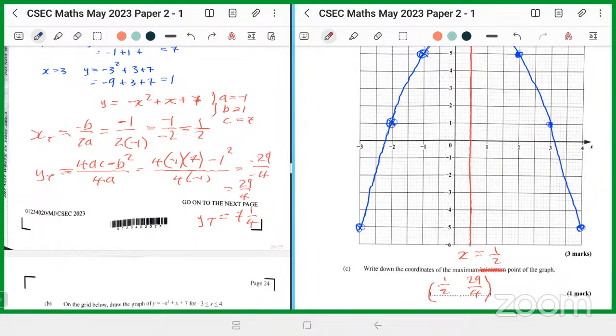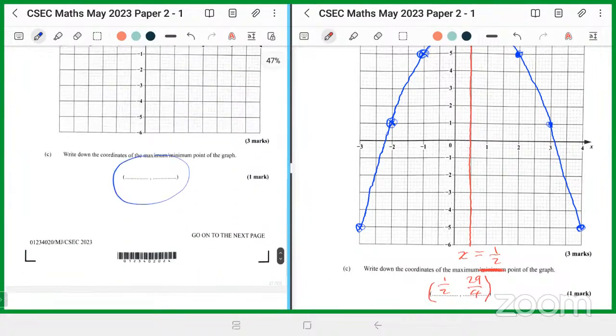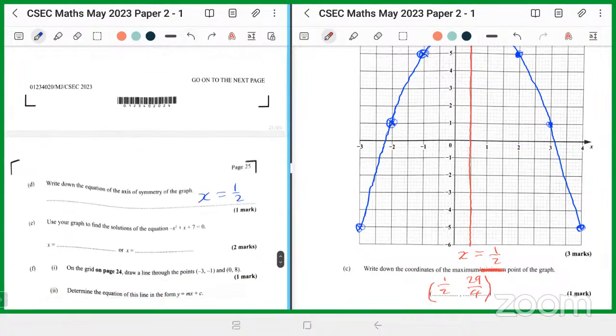I think we skipped over that one. So if we continue down here, we'll do that here. And now what else did I want us to do? The axis of symmetry is x equals a half. And so use your graph to find a solution for this.